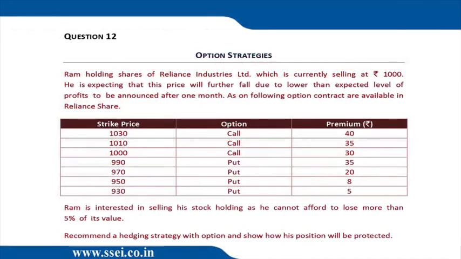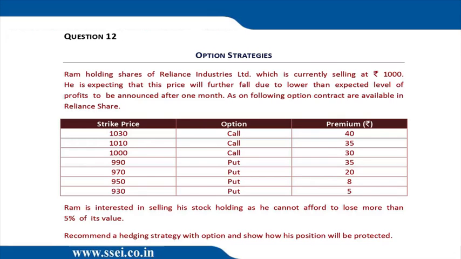Question number 12 is on protective put, S plus P plus. If you have shares and you are afraid of downside risk, but you want to enjoy the upside, you can buy a put option. That way it becomes a synthetic C plus, so you will not be suffering the downside, but you will be there to enjoy the upside. Let's look at the sum.